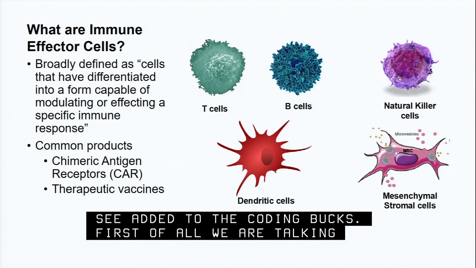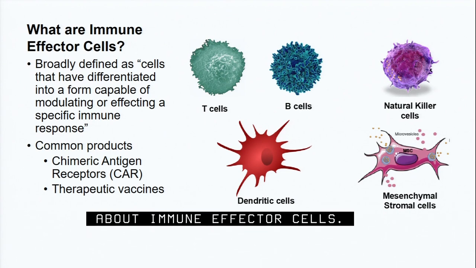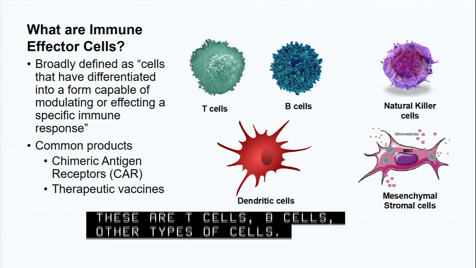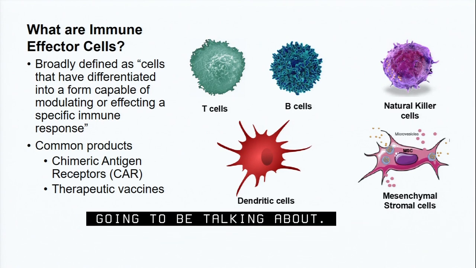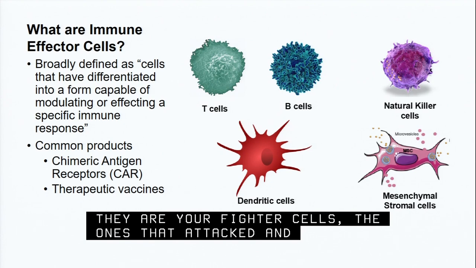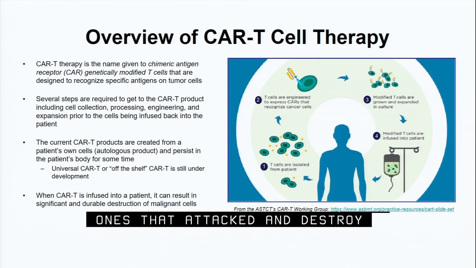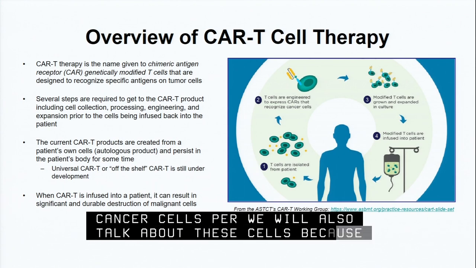They're your fighter cells. They're the ones that detect and destroy infections and can go after cancerous cells. We'll also talk about B cells, because those are the ones that the current products are targeting, with antigens on those cells, to work towards curing cancer. So this is maybe the easiest pictorial representation of what CAR T cell therapy is.